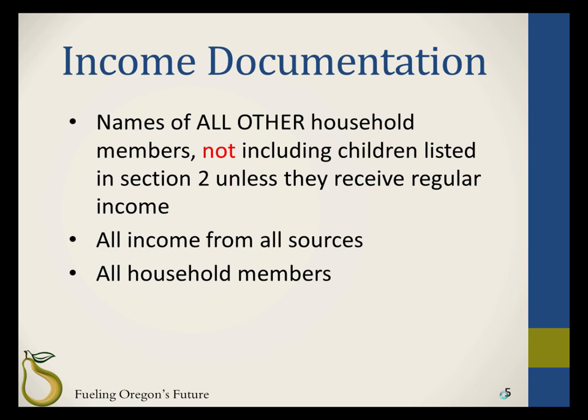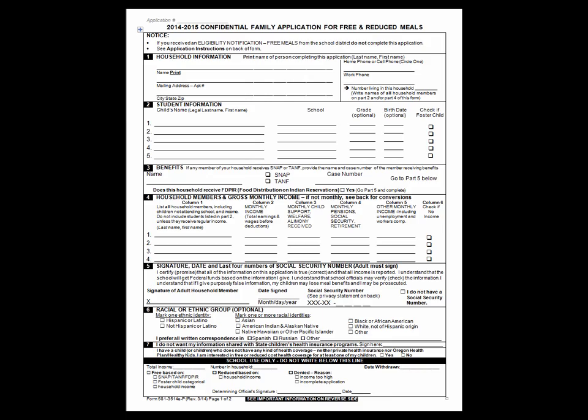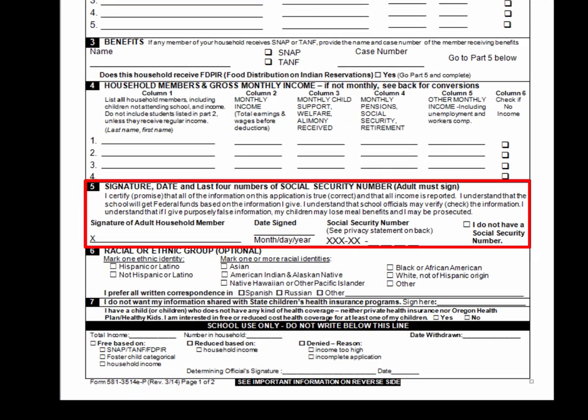If you do make adjustments to the application on behalf of the household, make sure you write or note on the application who you spoke with, the date, and the time. Now let's review Section 5 of the application. For all income-approved applications, they must have the adult signature and the last 4 of the adult Social Security number, or they must check the box that they do not have a Social Security number. If this information is missing, you should contact the household to arrange for completion of the application.